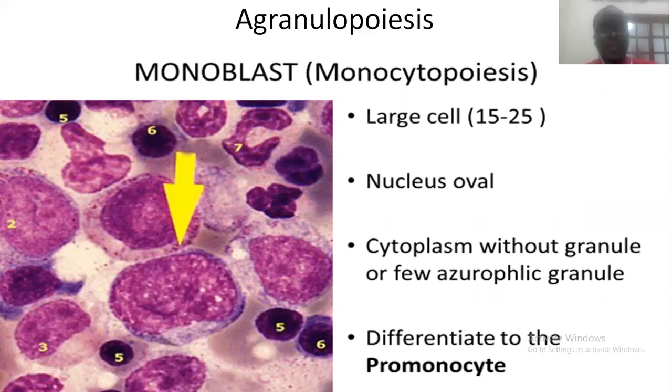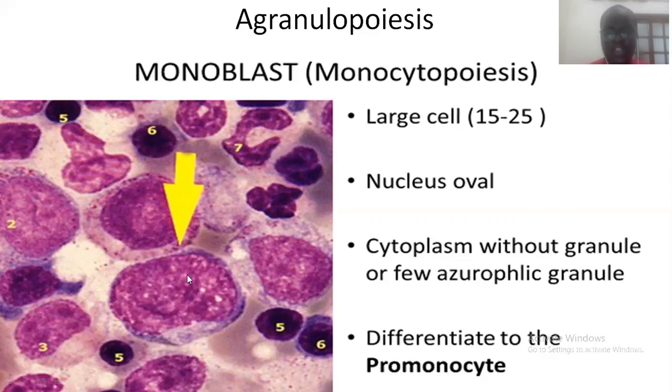So you can see here the monoblast, in terms of size, is bigger because this is when it's developing. It's a committed cell that will become the monocyte. You have the bigger nucleus and the smaller cytoplasm. With time the nucleus will undergo condensation, so it will become smaller, and then you'll be able to appreciate the cytoplasm as the cell is differentiating. It's a large cell, about 15 to 25 micrometers. The nucleus is oval, and the cytoplasm has no granules or few azurophilic granules. So you can't appreciate any granules, or you will just have a few azurophilic granules.